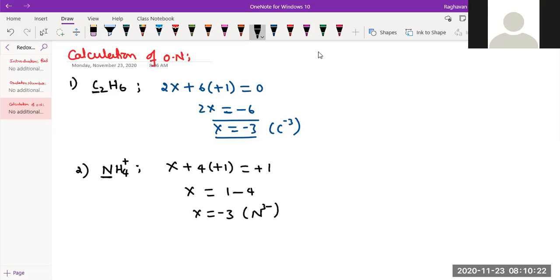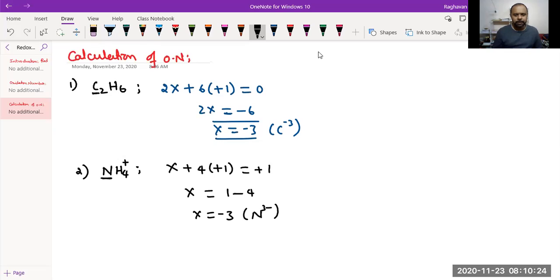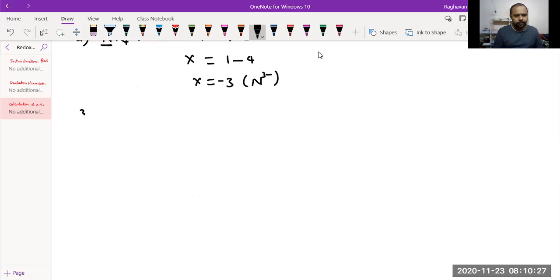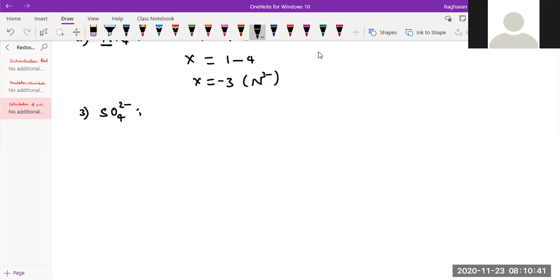Let me take one anion also so that things will be much clearer. SO4 2 minus. Here, tell me, are we calculating the oxidation state of oxygen or sulfur? Sulfur, because oxygen we know. Generally oxygen, whenever it is with a less electronegative element, will be -2. So X, and how many oxygens are there?